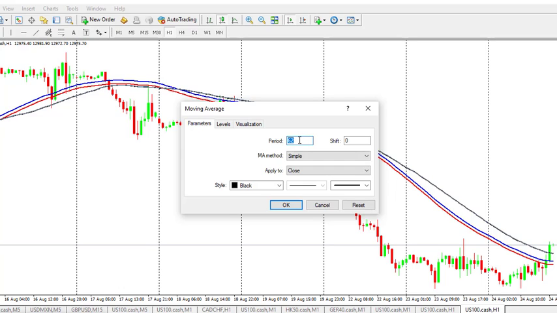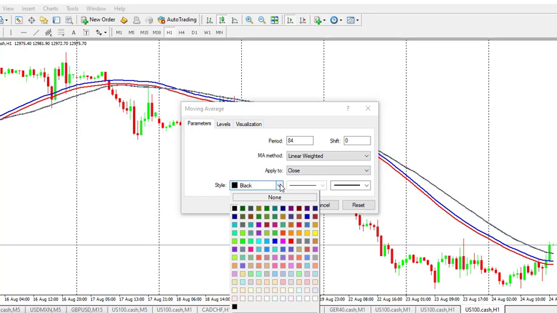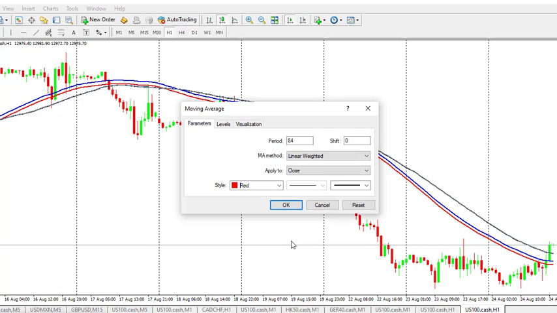So the next one I'm going to add is another MA also, moving average. This time around the period is 84, apply to shift, and the shift is 0. MA method this time around is linear weighted. Then apply to close as well. Then change this color to red.